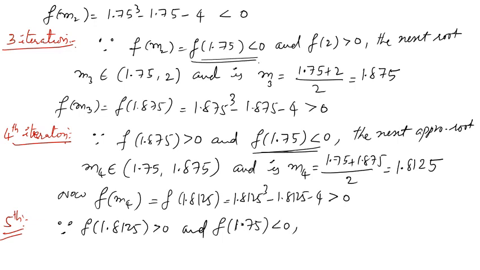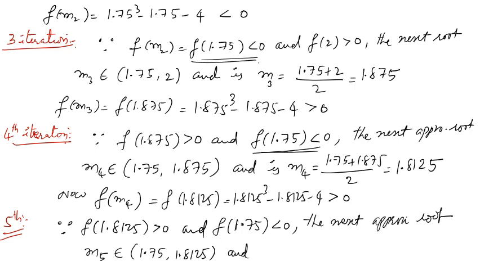the next approximate root, what is that? m5 belongs to what interval? 1.75 comma 1.8125. And m5 is equal to what is the value? It's the midpoint, 1.75 plus 1.8125 by 2, and its value is 1.7125.